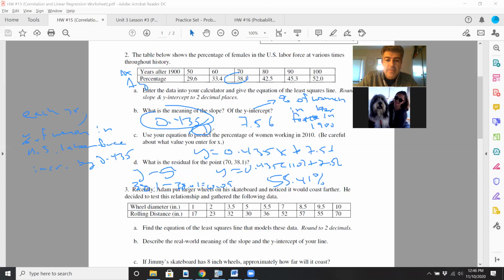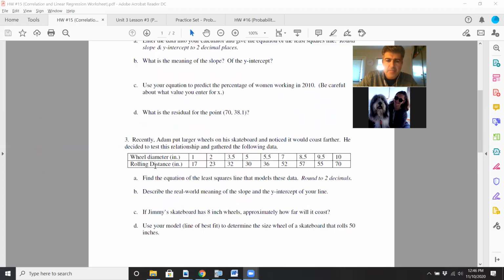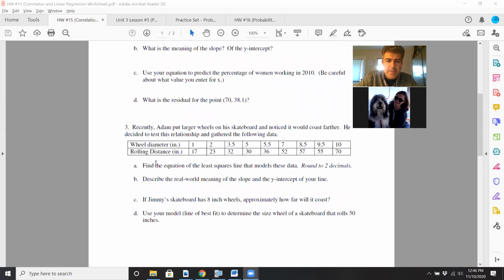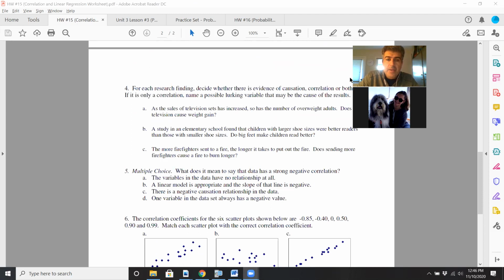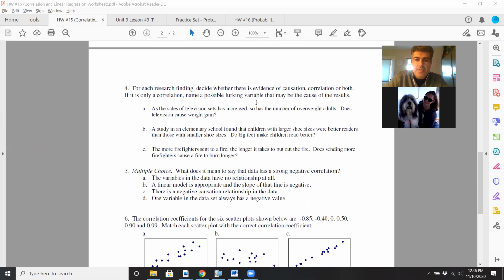So that's number two. Number three kind of works the same way, so I think I could just gloss over that, but I think you should be fine for number three. For number four, for each research finding, decide whether there's evidence of causation, correlation, or both. If it's only a correlation, name a possible lurking variable that may be a cause of the results. So as the sales of television sets have increased, so has the number of overweight adults.